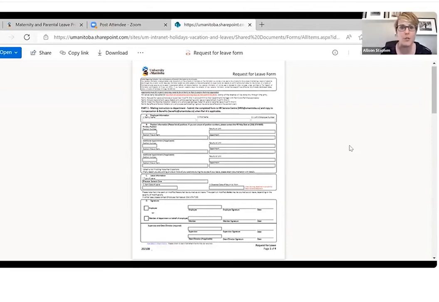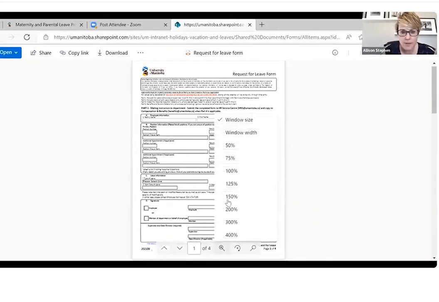So it's pretty busy, I have to say. We use it for other situations as well, not just the maternity and parental leaves. We use it for sick leaves, jury duty, all sorts of leaves. But you mainly need to fill out pages 1, 3, and 4. So the top section is just the employee's information.